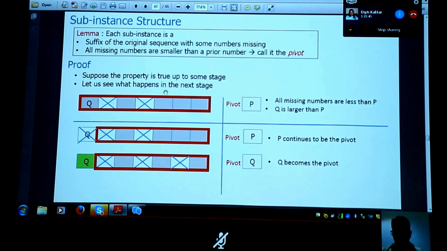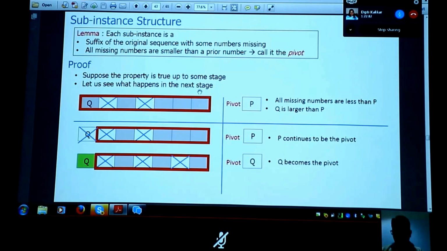So what we have argued is that my sequence always has a pivot. It is a suffix with some missing numbers, but the missing numbers are all smaller than some pivot. And I satisfied this property in constructing new instances. Whenever I construct a new instance, I can show you that it is a suffix along with a pivot, and all the missing numbers are lesser than that pivot. So that is true. That's it.